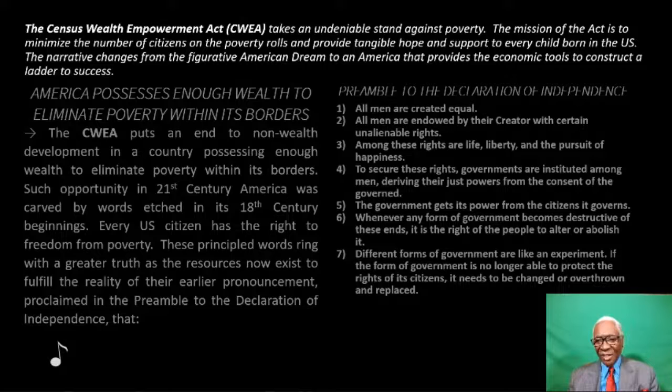Six, whenever any form of government becomes destructive of these ends, it is the right of the people to alter or abolish it. Seven, different forms of government are like an experiment. If the form of government is no longer able to protect the rights of its citizens, it needs to be changed or overthrown and replaced. Those words come from the preamble to the Declaration of Independence. The Census Wealth Empowerment Act seeks to eliminate poverty within the borders of the United States.